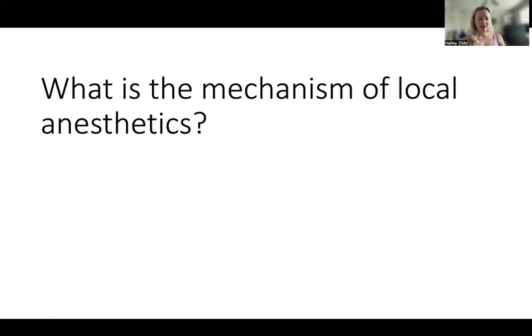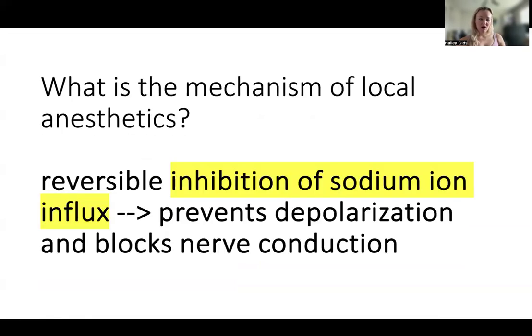What is the mechanism of local anesthetics? So they are reversibly inhibiting sodium ion influx, so it's preventing depolarization and that blocks nerve conduction.